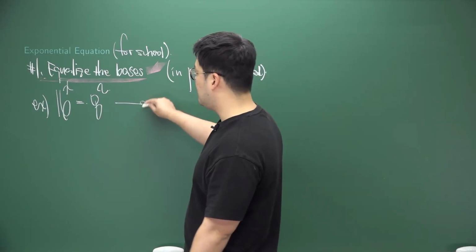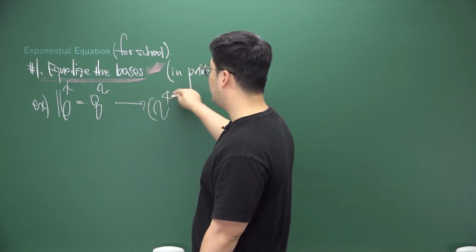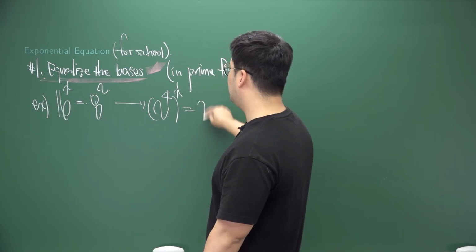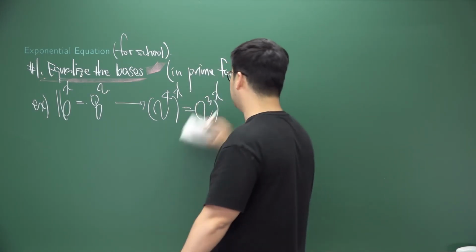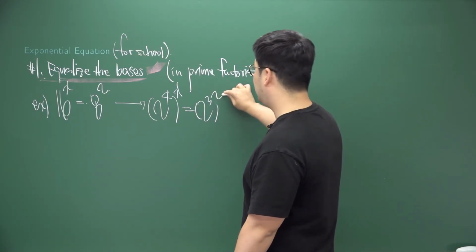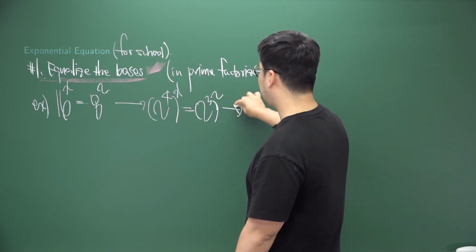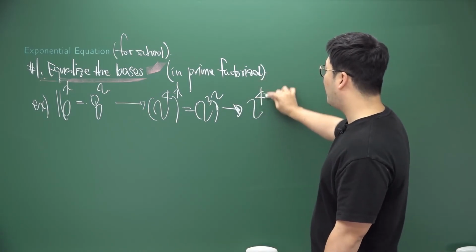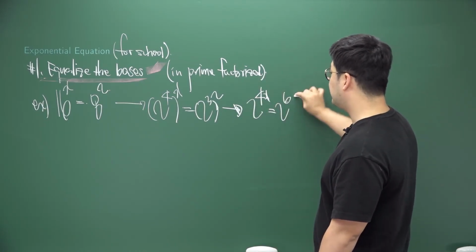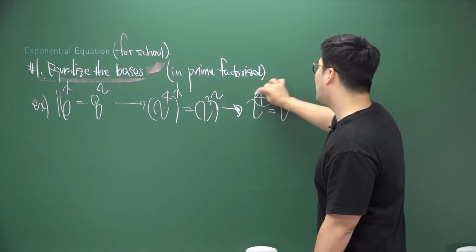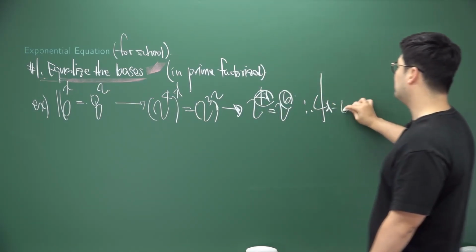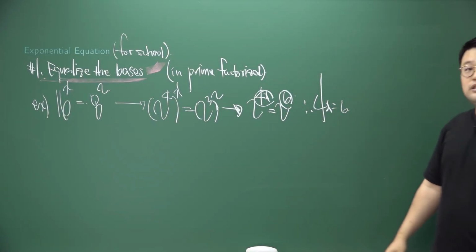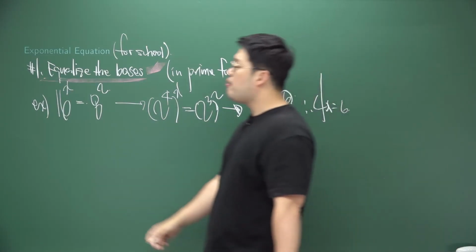Whoa, so maybe that can be written as 2 to the power of 4x and 2 to the power of 3 and 2, right? So does that mean that we have 2 to the power of 4x equals 2 to the power of 6? Yes. As long as we equalize the base, we're happy to move on. 4x is going to be 6. Right? Easy as pie.